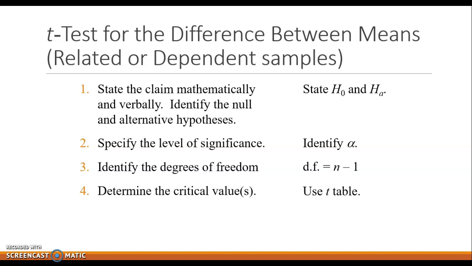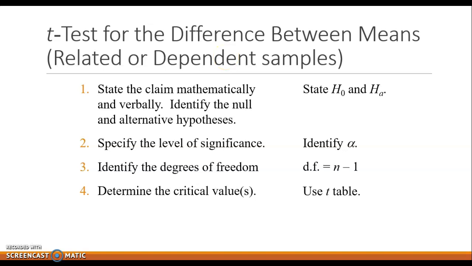Next, you want to specify the level of significance. Now, generally, on questions, I'm going to tell you this, but you can generally assume that it's going to be 0.05, simply because most of science has decided that 0.05 is the magic number. Now, the degrees of freedom, again, here is n minus 1. So it's the number of pairs minus 1.